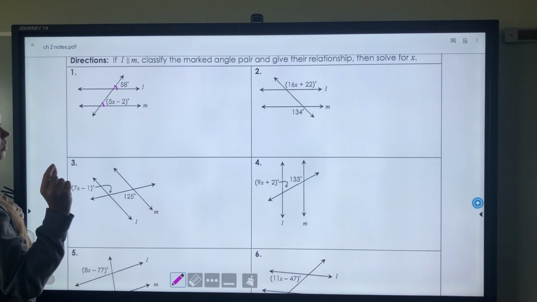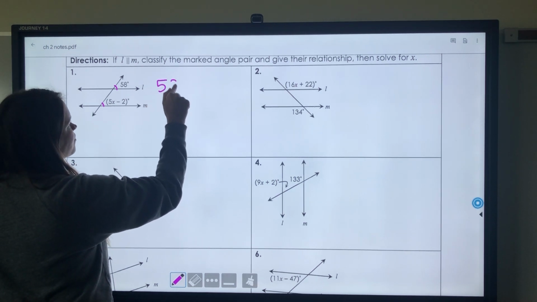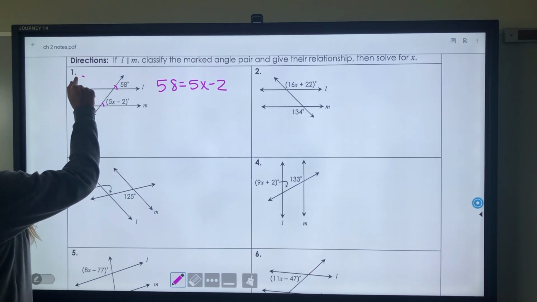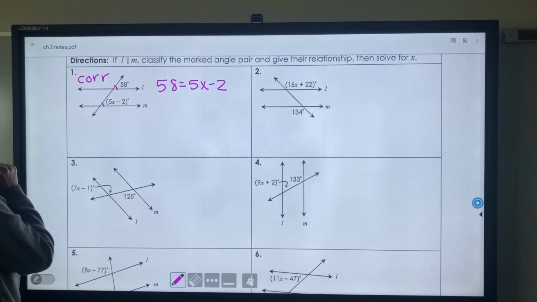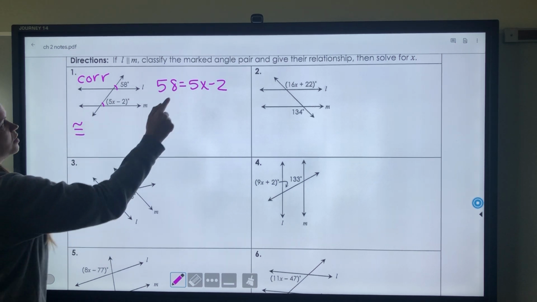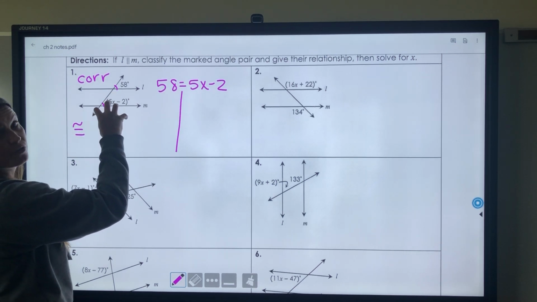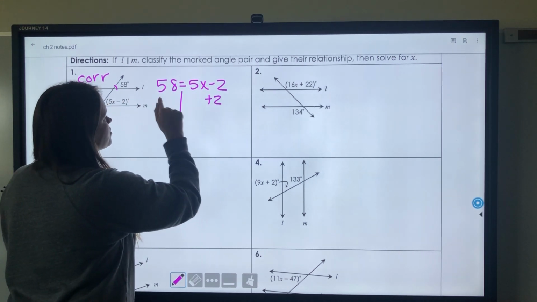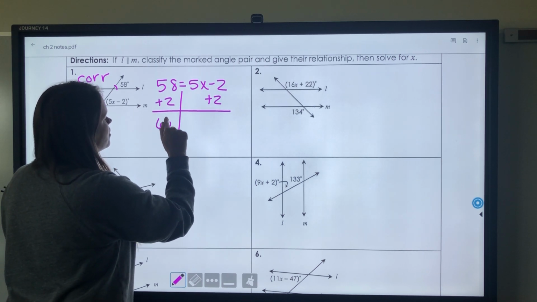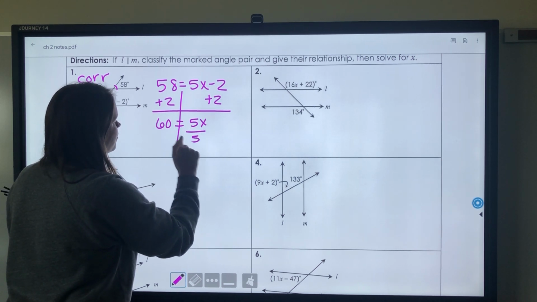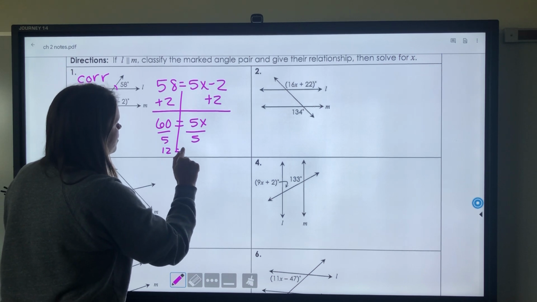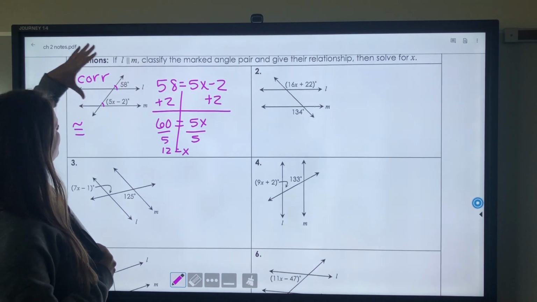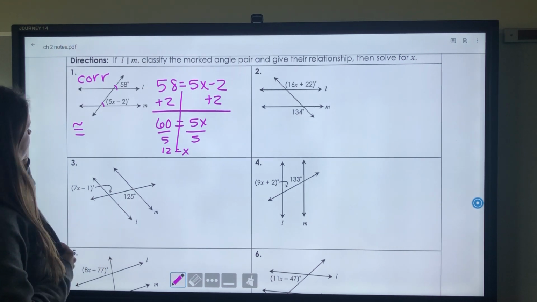So you know they're congruent. So you know that they have the same measure. They are equal to each other because they are corresponding. Corresponding is always congruent. You know that that angle is going to be 58 also. So you solve for x. Let me speed solve. Plus 2, 60 equals 5x, divided by 5, divided by 5, 12 equals x. Okay, so that's review from Algebra 1, but setting it up the right way is this new information.